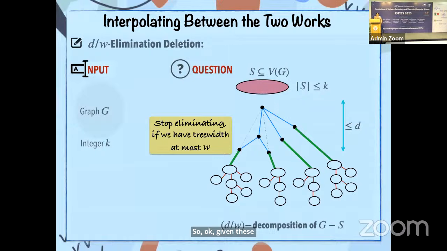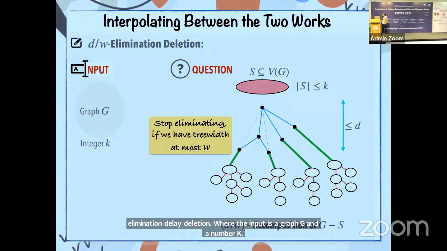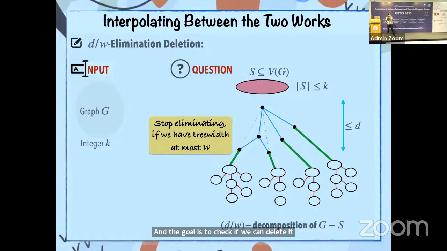So, given these two results, we want to interpolate between these two problems so that as a special case of the problem that we will be considering, we obtain both the previous results as a corollary. So what we do is we define a problem called dw-elimination deletion, where the input is a graph G and a number k. And the goal is to check if we can delete at most k vertices from the graph so that in the resulting graph, we can do the following.